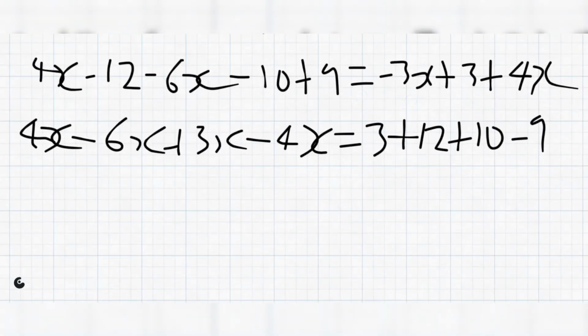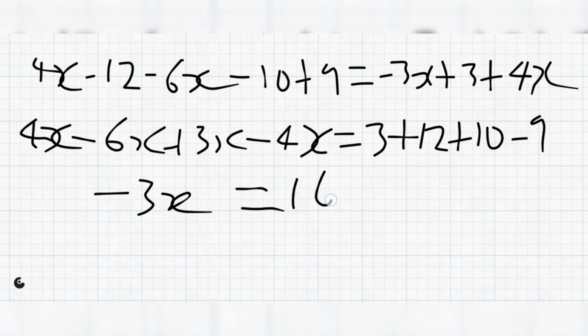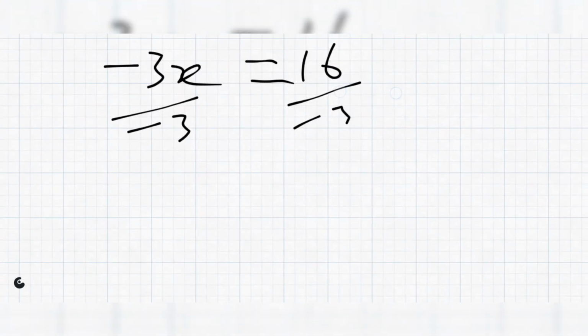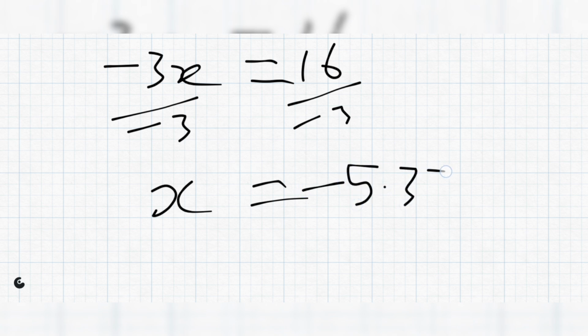Now 4x minus 6x plus 3x minus 4x is minus 3x equal to 3 plus 12 plus 10 minus 9 equal to 16. So we divide both sides by minus 3, and our x will be equal to 16 divided by minus 3, which will give us minus 5.33 approximately.